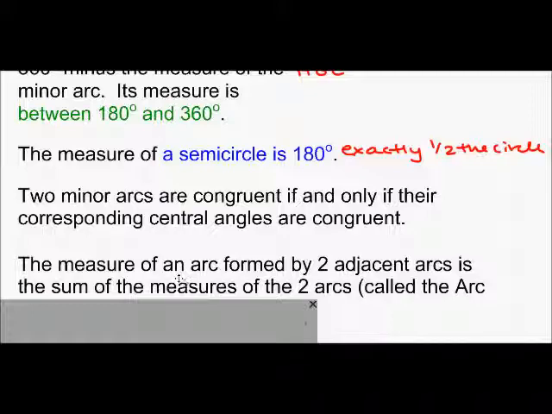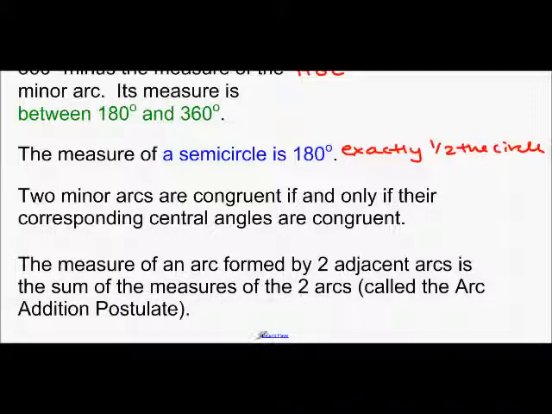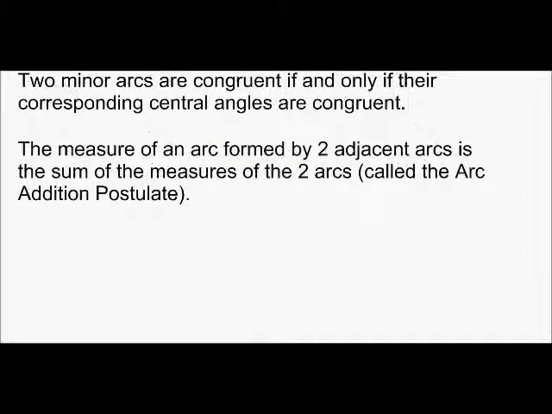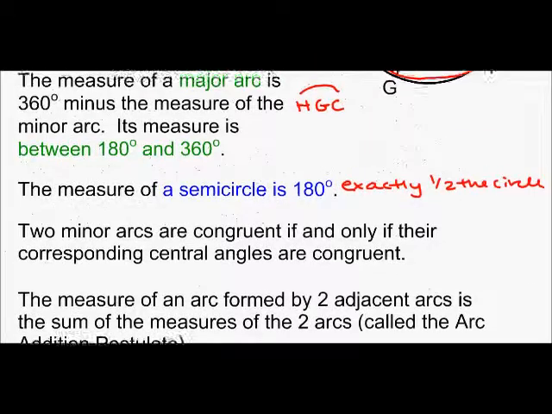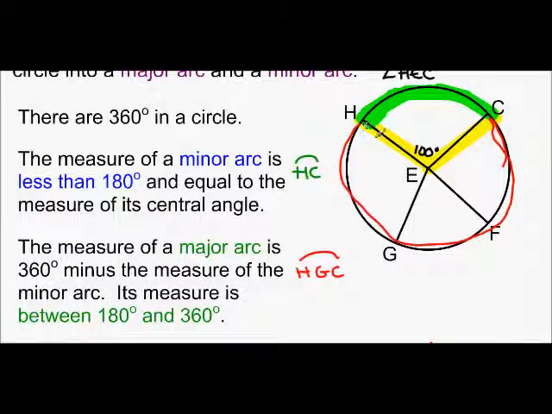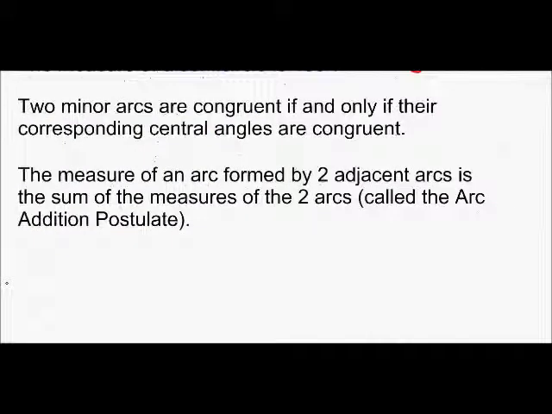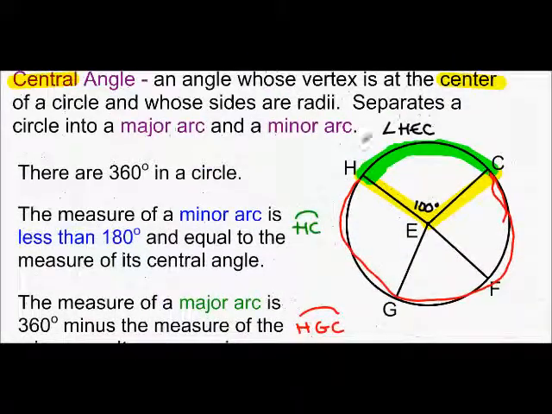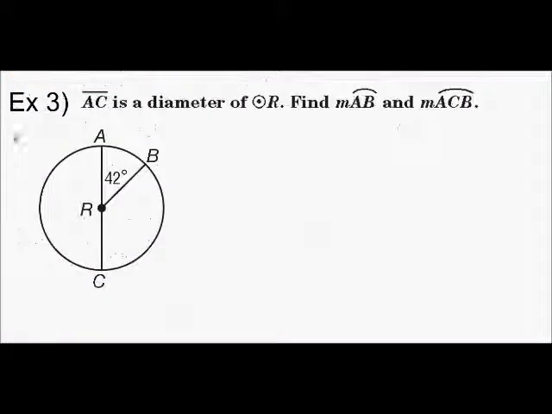And the measure of an arc formed by 2 adjacent arcs is the sum of the measures of the 2 arcs. So if I have this green arc, I know it's 100 degrees because the angle is 100 degrees. If I know that this one is 90 degrees, that means that arc CF would also be 90. So I could figure out the measure of HCF by adding those together. We'll see an example of that.